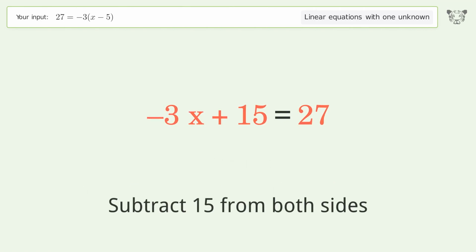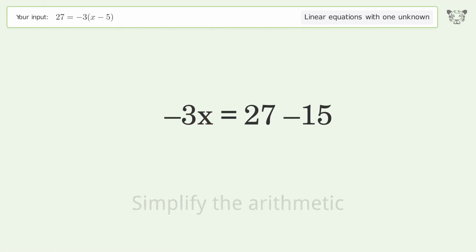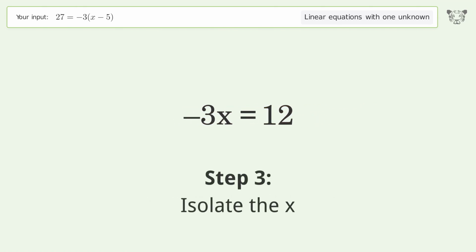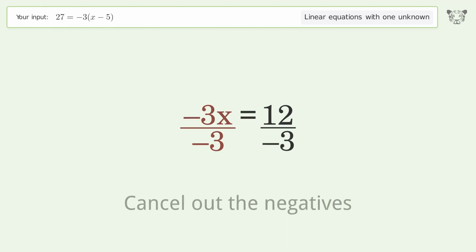Subtract 15 from both sides. Simplify the arithmetic. Isolate the x. Divide both sides by -3. Cancel out the negatives.